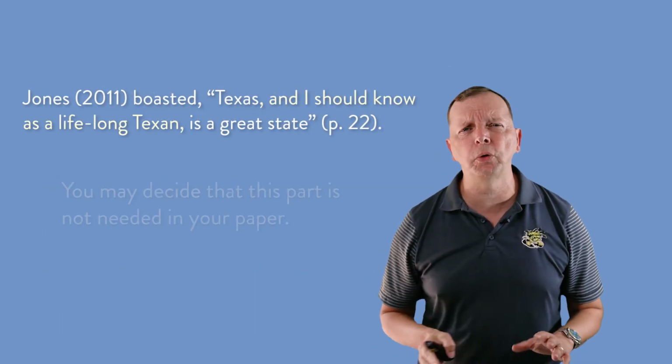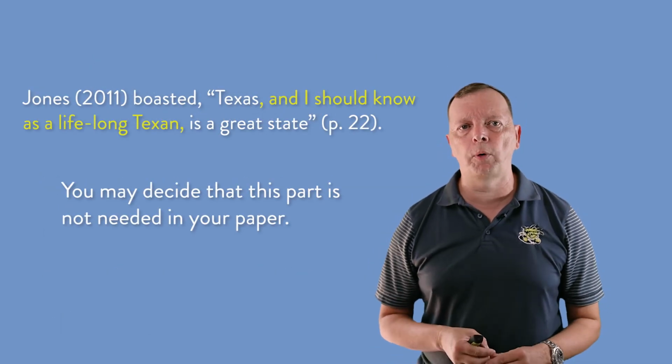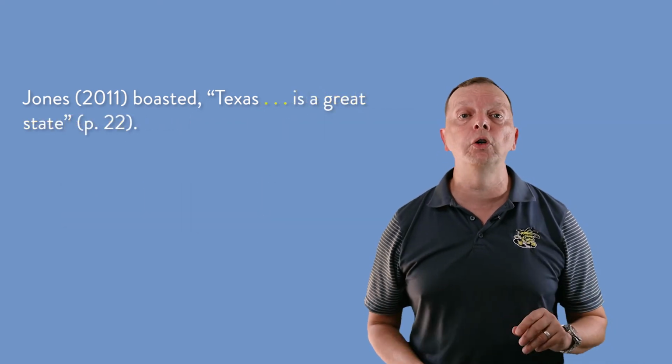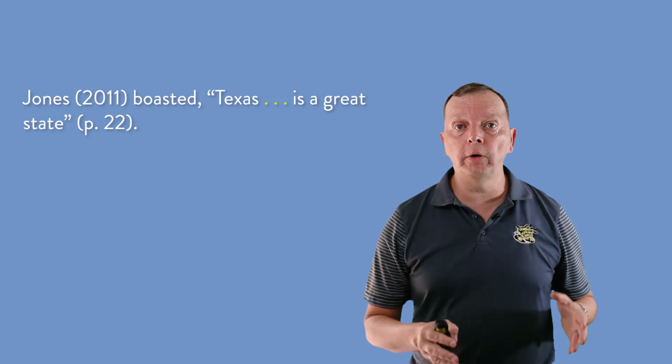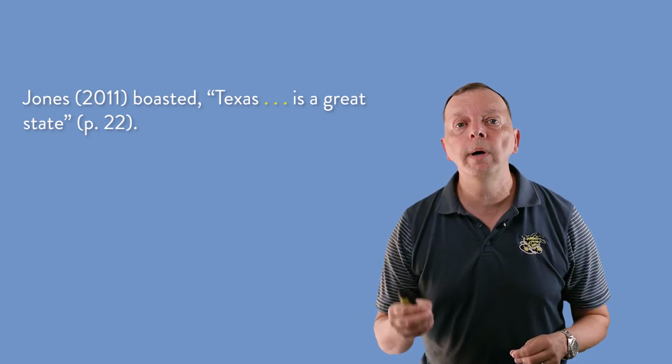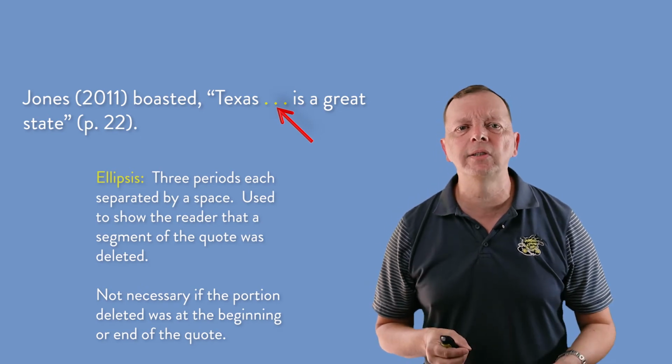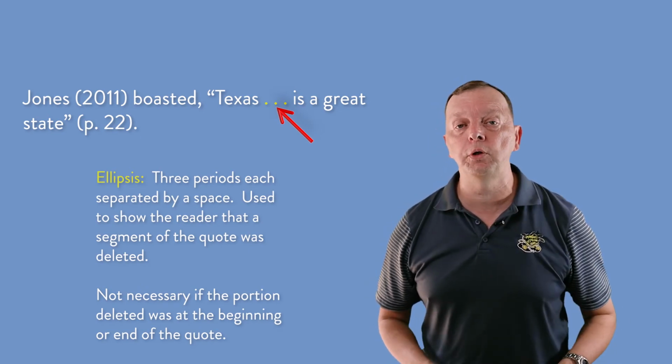Likewise, sometimes there's a portion within a quote that is unnecessary for your purposes. If it does not change the meaning of the quote, you can delete a portion to be more concise. To indicate to your reader that you have deleted the section of the quote, you must insert an ellipsis in the place of the deleted text. An ellipsis is essentially three periods with a space between each period.